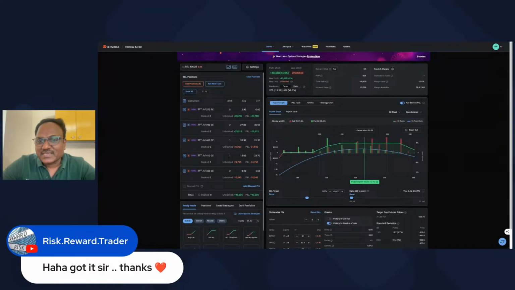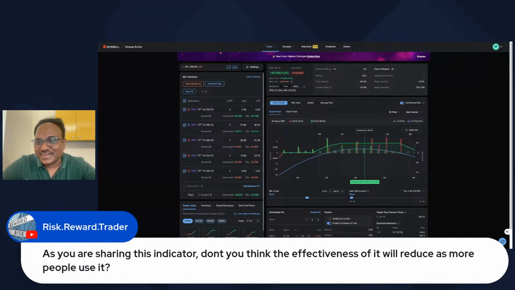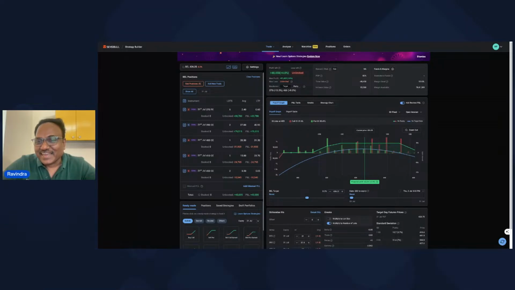I'll put an analogy, right? As I said, gravity. Just because people know that an apple would fall, it doesn't mean that because more number of people know it, it will not fall, right? It will still fall. That's a property. So you just can't change it.